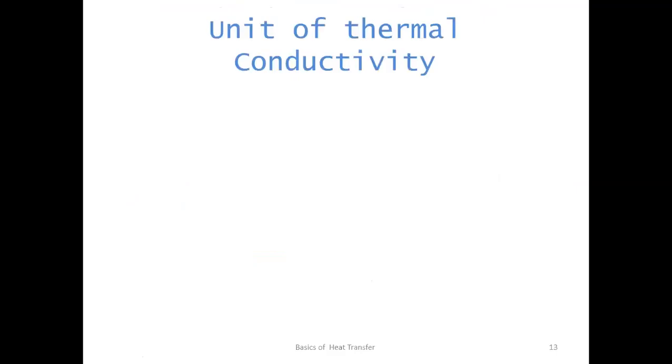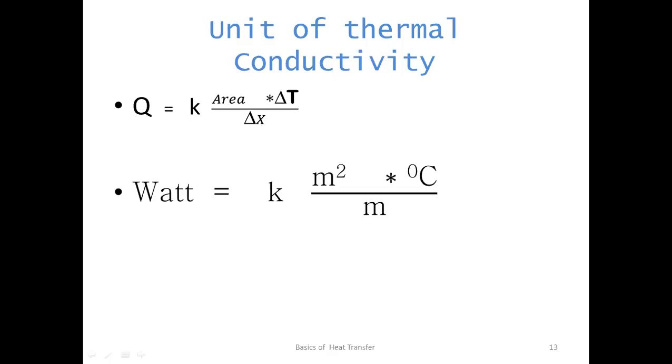Now we will find the unit of thermal conductivity. Again, for that we have to move to Fourier's law of heat conduction. From this we can say, what is the unit of Q? Unit of Q is watt. Unit of area is meter square. Unit of delta T is the temperature difference, it can be degree centigrade or Kelvin, whatever. And this is delta X, its unit is meter. See, I have written the units of all the terms here.